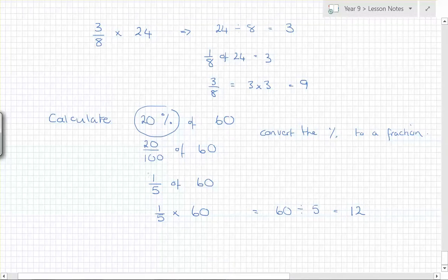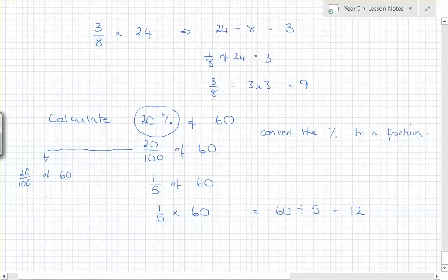If you didn't convert it from 20 over 100 to 1 over 5, how would you work out that one? The same way you do any fractions. Let's take this one over here. How would you work out 20 over 100 of 60? If you had to do 3/8 of 24, you divide by 8, and then times by 3.